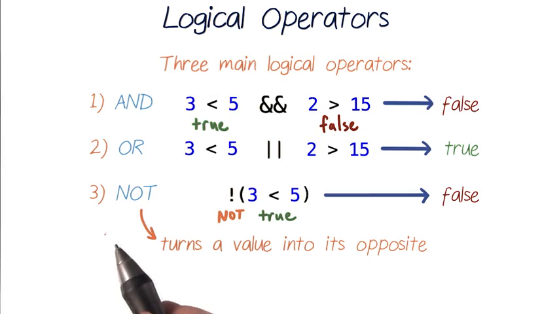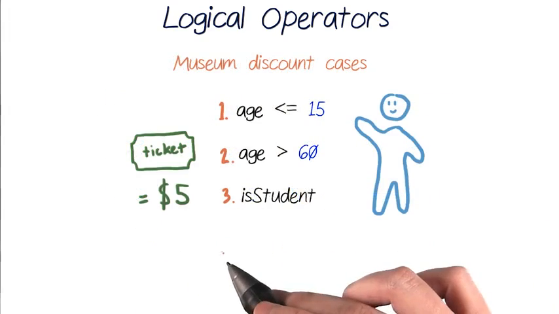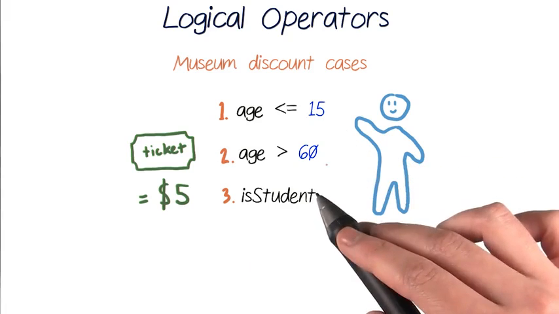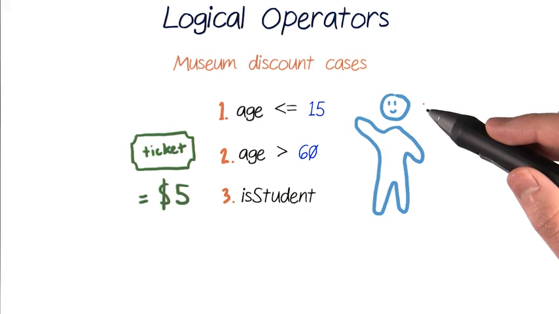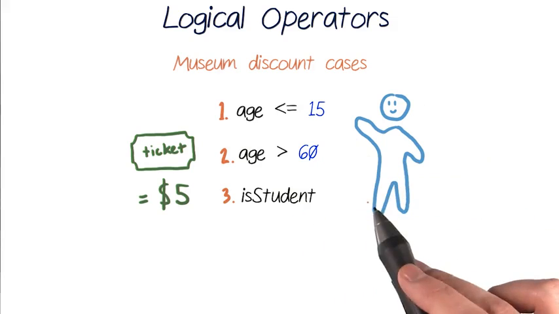And now, if we use these 3 operators to connect expressions, we can combine as many as we want into one larger test. And that's what we'll want to do for our museum code. In the case of our museum ticket discount, we're checking 3 separate test conditions. First, if someone's age is less than or equal to 15 years old. Then, if their age is greater than 60. And finally, if a person is a student.